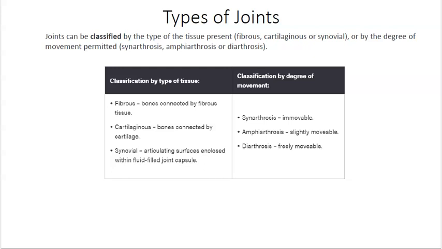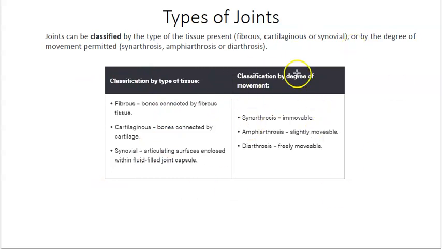Anyway, types of joints. Joints can be classified by the type of tissue present, which could be fibrous, cartilaginous, or synovial, or by the degree of movement permitted: synarthrosis, amphiarthrosis, or diarthrosis. So, fibrous are bones connected by fibrous tissue. Cartilaginous are bones connected by cartilage. Synovial are articulating surfaces enclosed within fluid-filled joint capsules. That's the types of tissue.